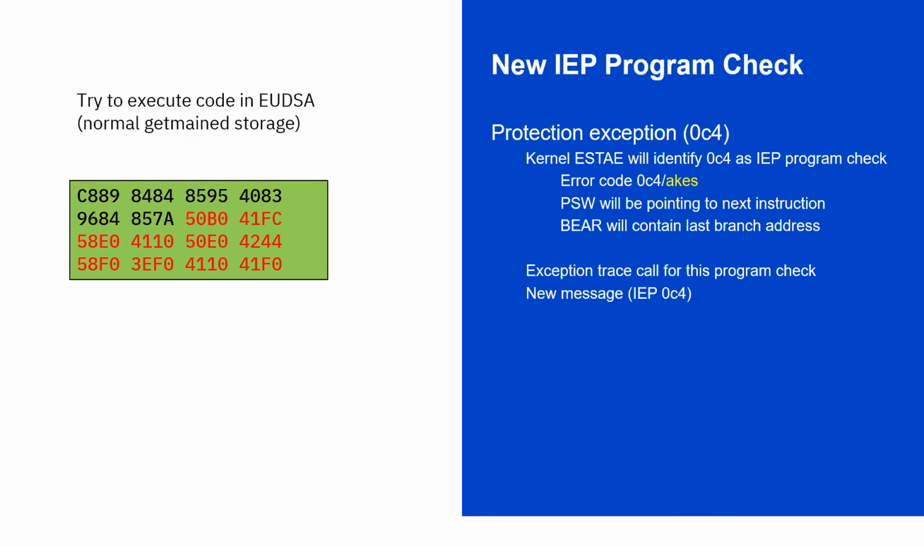So what happens if you do try to execute some code in one of those green areas? Well, you'll get an event, an 0C4, which we will trap in the CICS kernel and produce an error code where you can simply identify that it's as a result of storage execution. And you've got all the usual information in the PSW and the BEAR associated with that event.